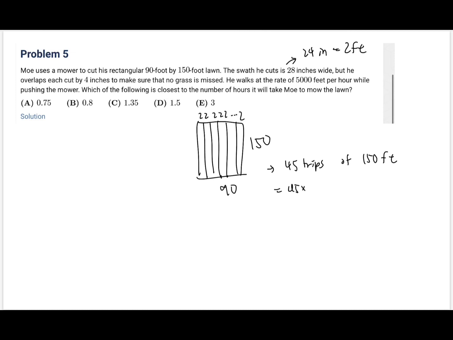So 45 times 150, this is 6,750 feet, and so per hour, right? 6,750 over 5,000. This is the number of hours. This is 1,000, and then 1,350.